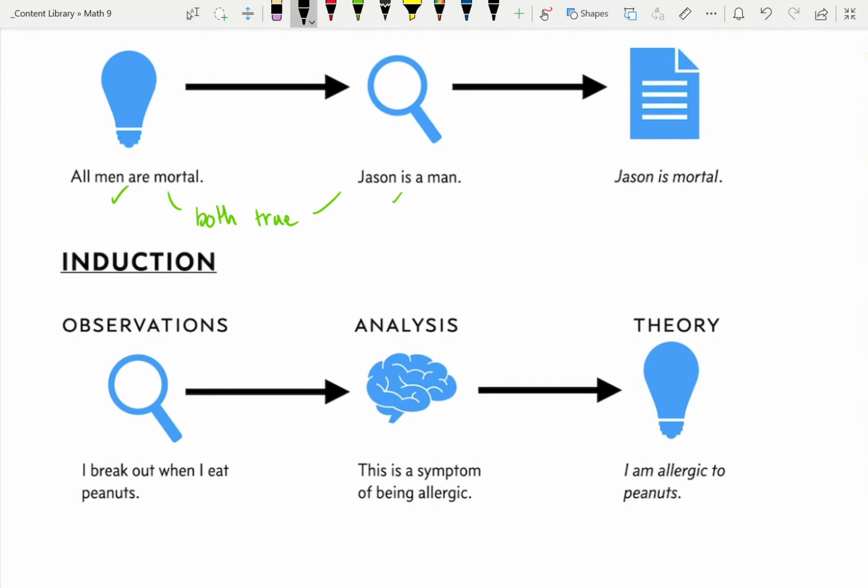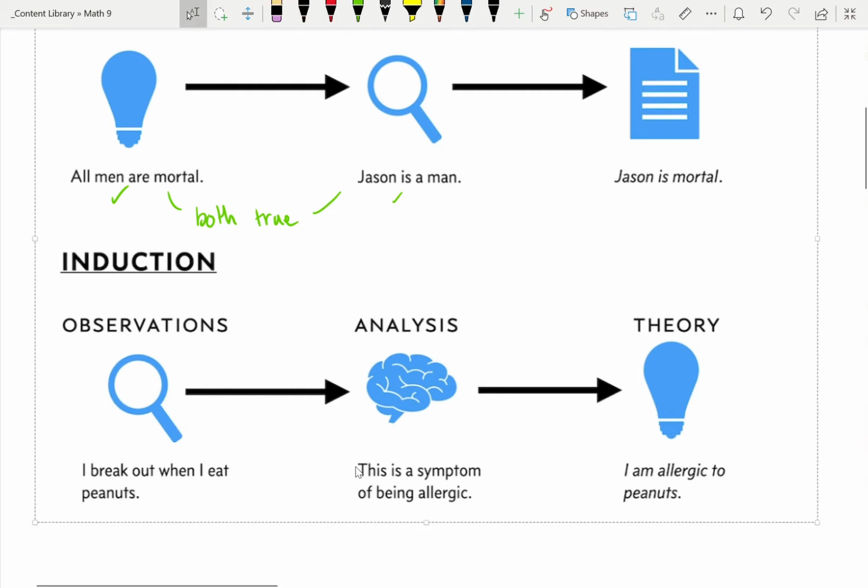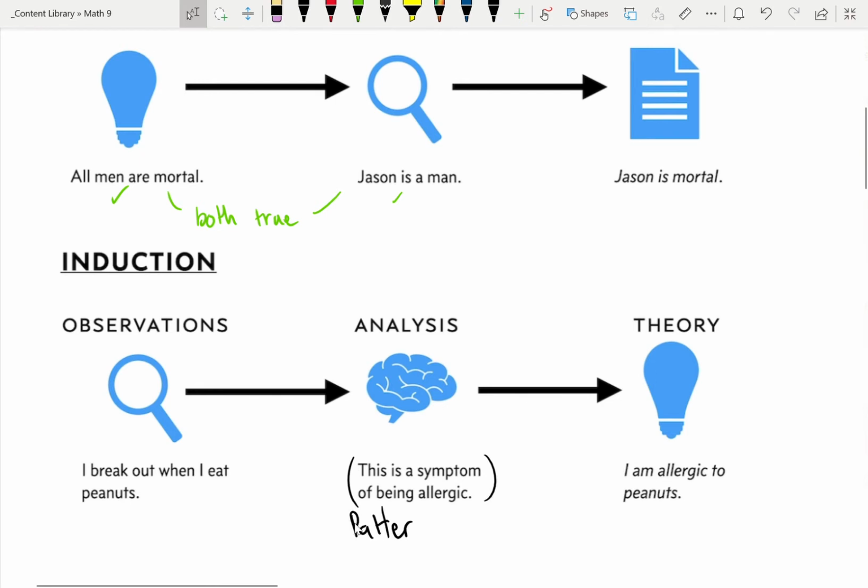Induction starts with an observation. I break out when I eat peanuts. For the analysis, you're looking for a pattern. If every time you eat peanuts you have this breakout reaction, you can make a connection that this is a symptom of being allergic. This is a pattern, or a connection, that we're looking for. And then the theory is that I'm allergic to peanuts. Every time I eat peanuts, I feel crappy, I break out in hives, and that's what people who are allergic to peanuts get, so I'm probably allergic to peanuts.